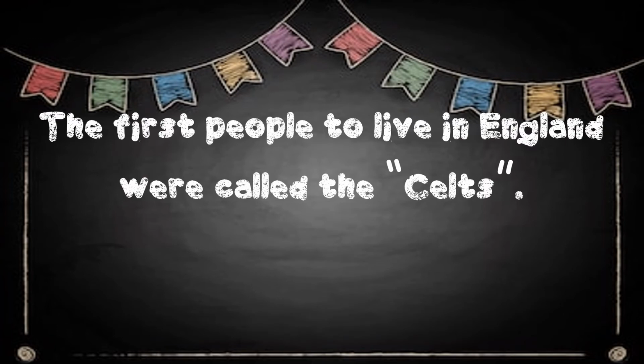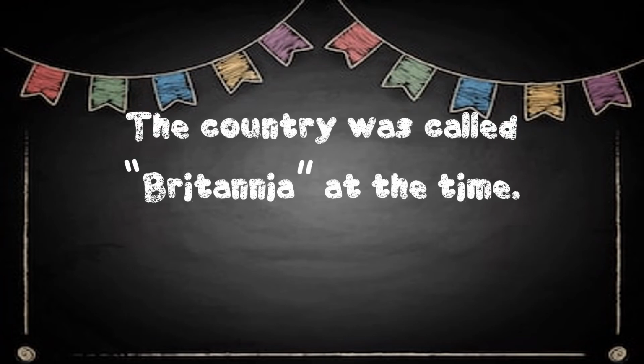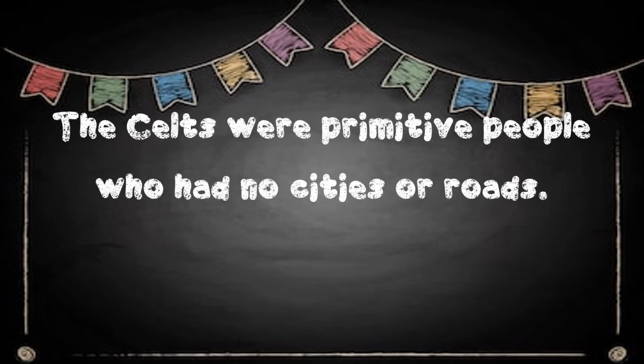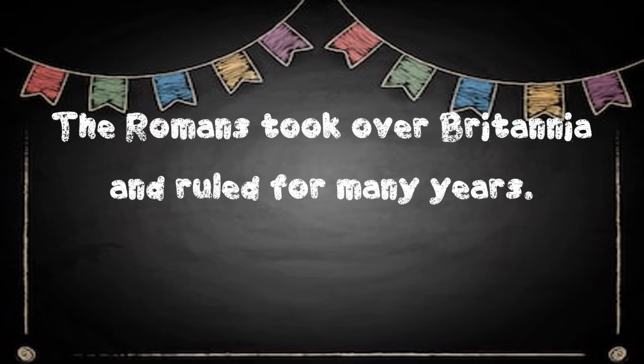The first people to live in England were called the Celts. The country was called Britannia at the time. The Celts were primitive people who had no cities or roads.